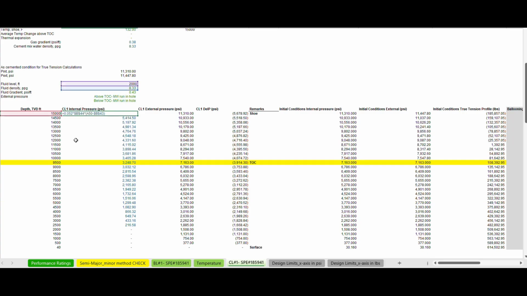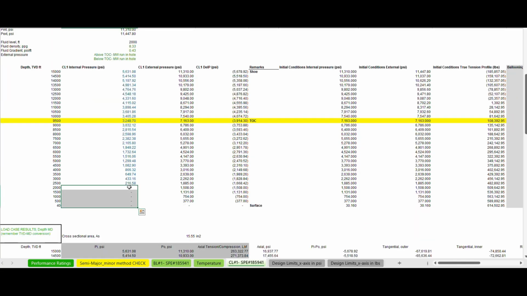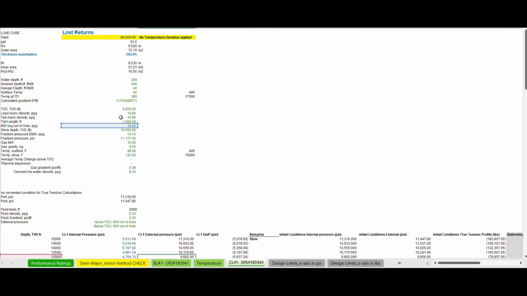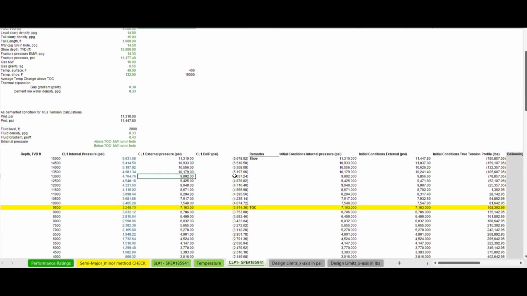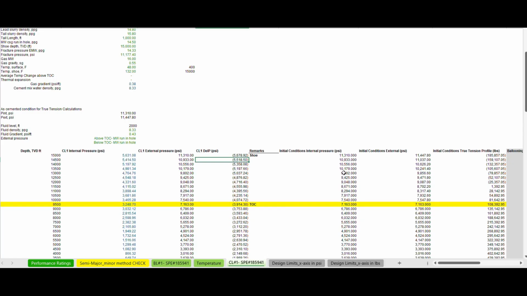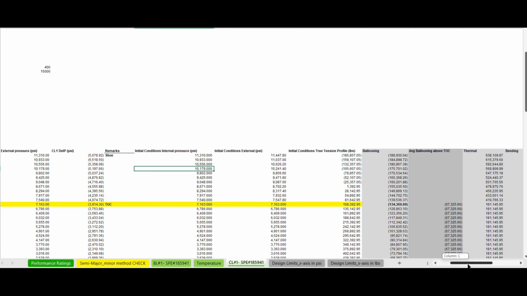So that's basically 2000 feet up to 15,000 feet. So there's 13,000 feet of column here that's calculated, and as you can see, above 2000 feet there's no pressure because you lost the returns, and the fluid level is at 2000 feet. So the external pressure is again easy to calculate, the mud weight running hole, and then your delta P is calculated, and again you go back to your initial conditions.